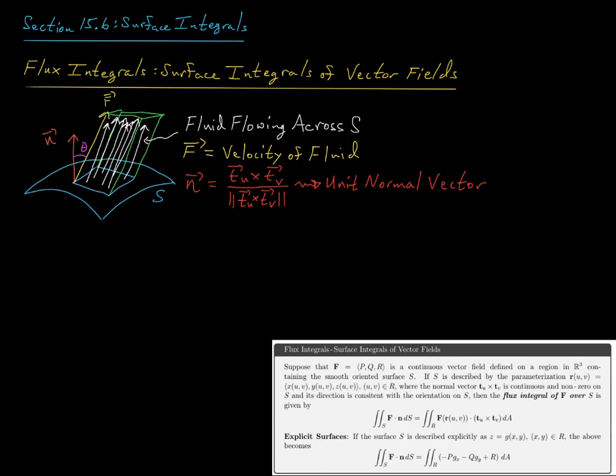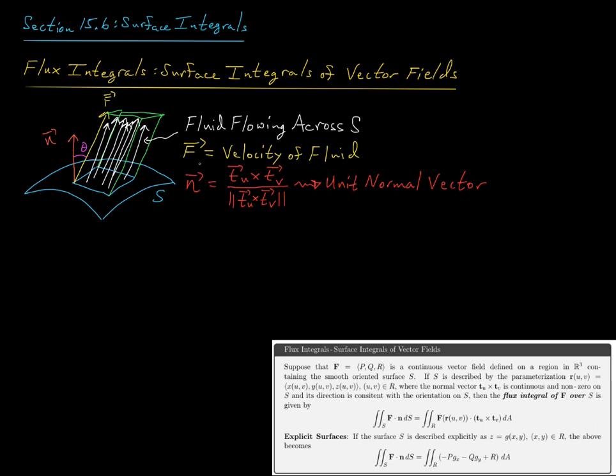Alright, in this video we're going to introduce surface integrals of vector fields, which are known as flux integrals. Now, we discussed flux across a curve in 2 dimensions, and so here we're going to look at flux across a surface in 3 dimensions. So let's suppose we have some fluid flowing across our surface S, and the vector field F here in yellow denotes the velocity of the fluid. So how can I go about computing the rate of flow of the fluid through the surface S?